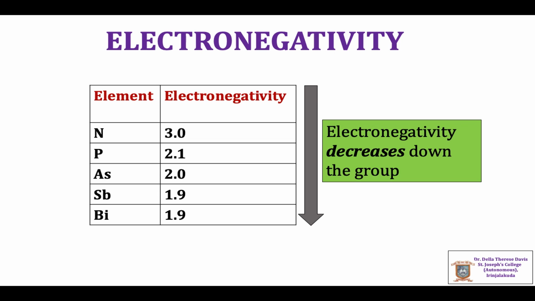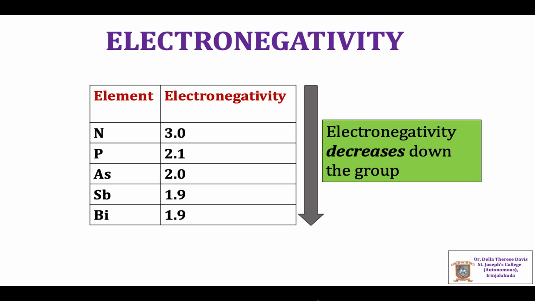The electronegativity of group 15 elements decreases as we move down the group. Nitrogen shows the highest electronegativity of 3.0. For phosphorus it is 2.1. Afterwards, in the case of arsenic, antimony and bismuth, the decrease is not much pronounced.